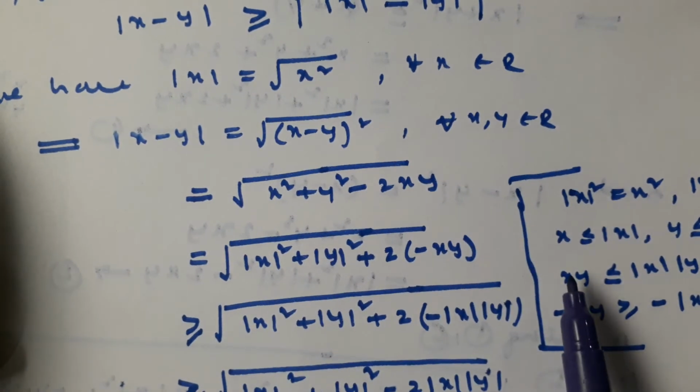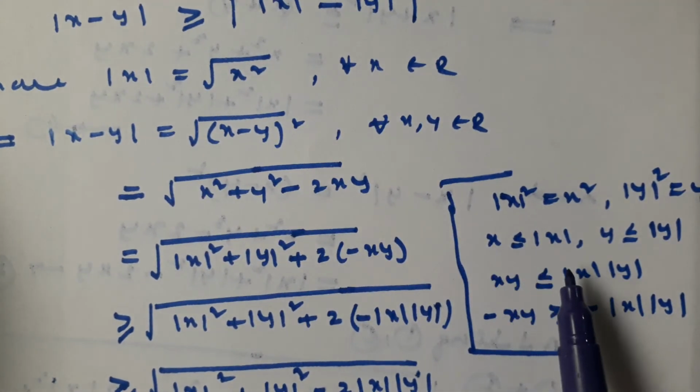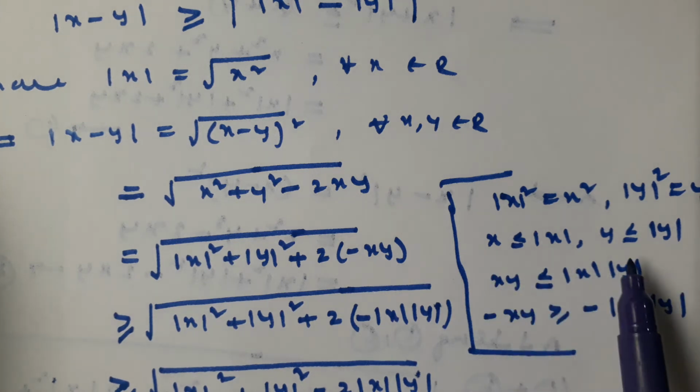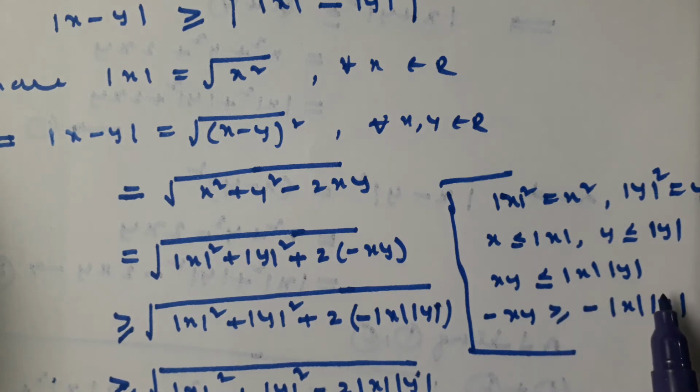Or even if one more property: x is less than or equal to mod x and y is less than or equal to mod y, suppose, then the product xy is also less than or equal to mod x into mod y.